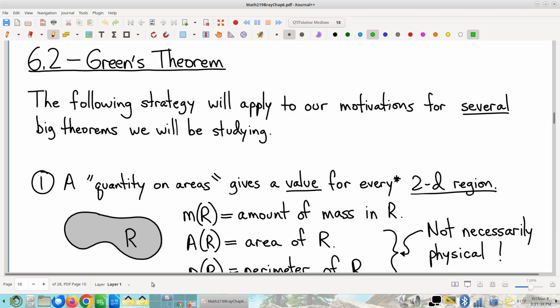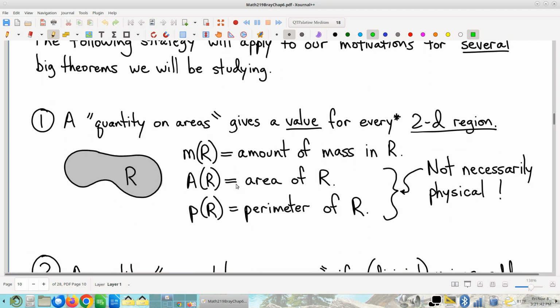So we'll start off with the idea of what is a quantity. This is not a big deal. The idea of a quantity is it's something that you can define on an area. Call this a quantity on areas. And so, for example, if you give me an area, like R here, we can talk about the amount of mass in that R. I'm going to call that a quantity on the region.